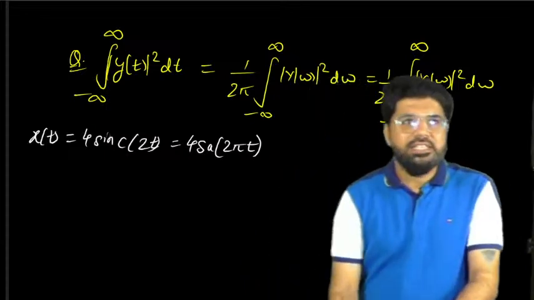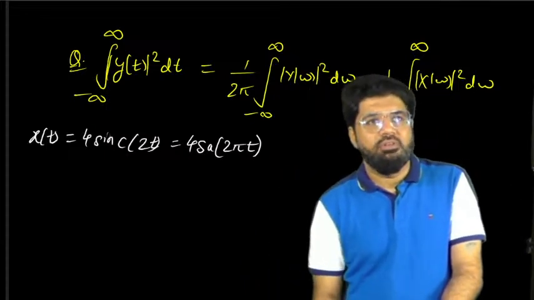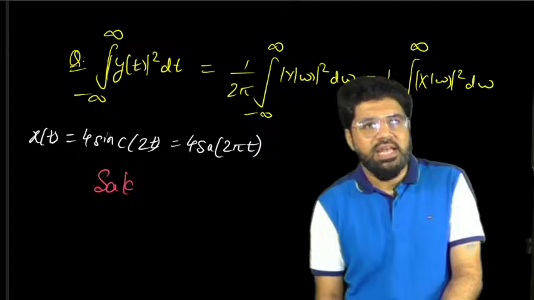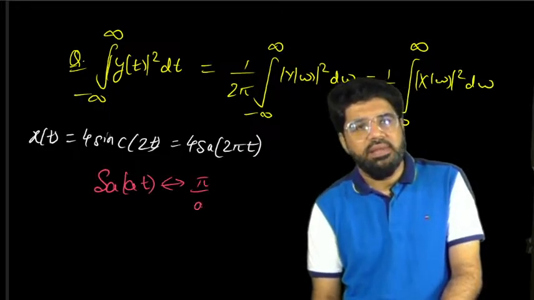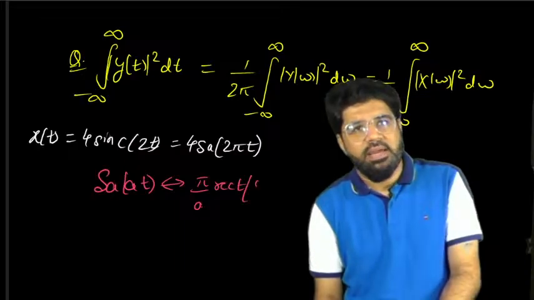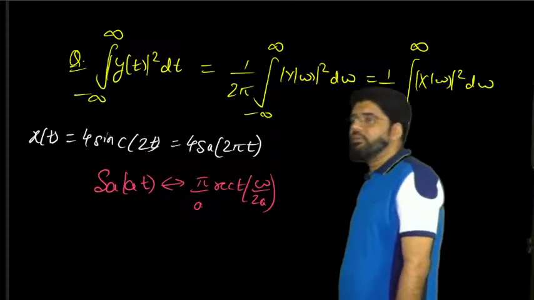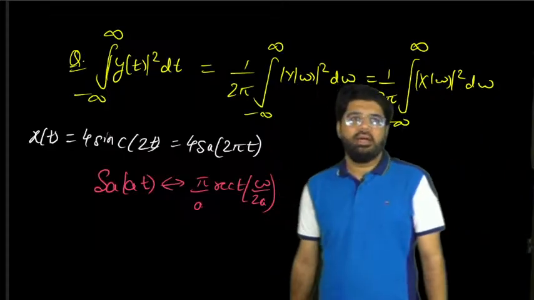Okay, so now let's use the very common and important Fourier transform pair. Whenever sampling at is given, what is the Fourier transform? For sampling at, the Fourier transform is pi by a, rectangular function, rectangle omega by 2a. Pi by a, rect omega by 2a.